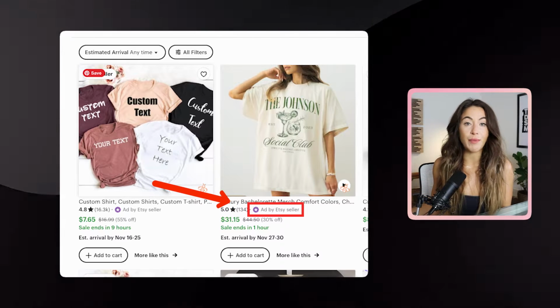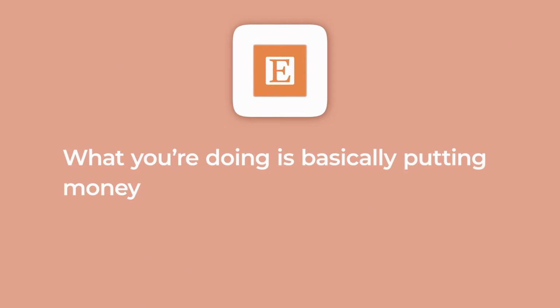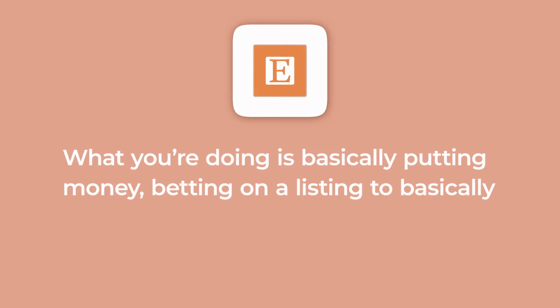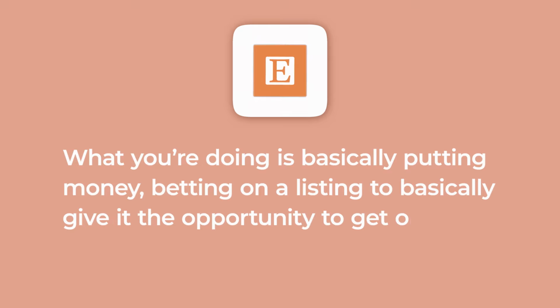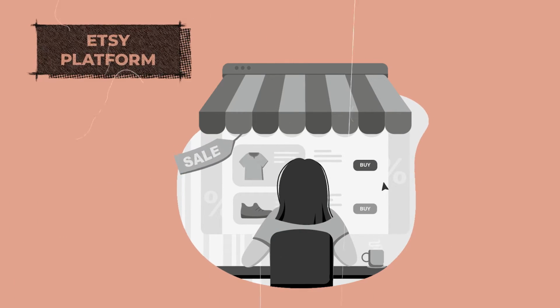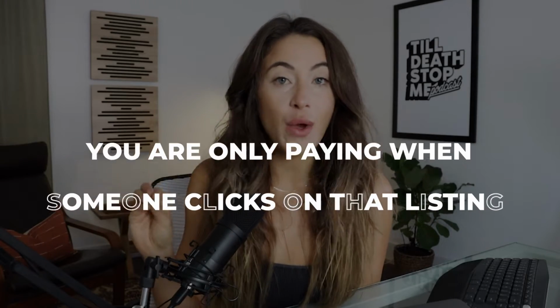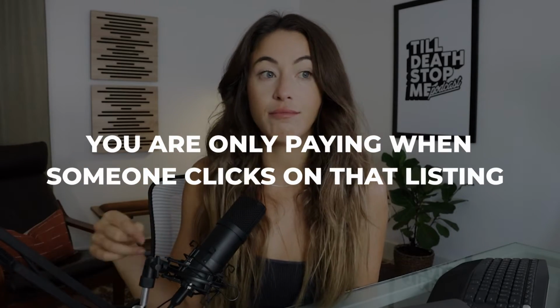When you look up a product, right, there's sponsored positions, and what you're doing is basically putting money, betting on a listing to basically give it the opportunity to get one of those positions. Again, you're paying for those positions because they're towards the top of the page. So unlike the Etsy pay-per-click, where you're getting your listings pushed to those ad positions inside the Etsy platform, and you're only paying when someone clicks on that listing in that ad position.